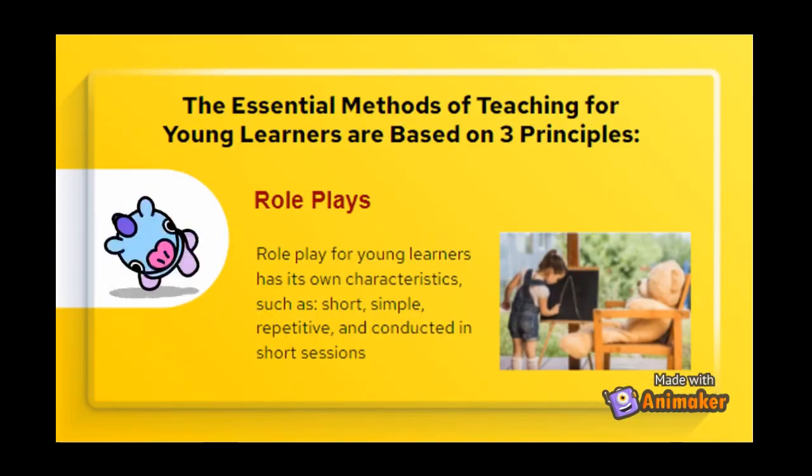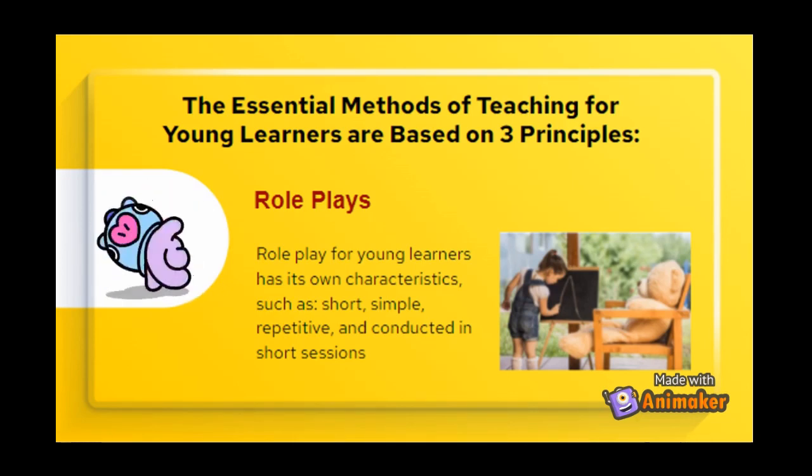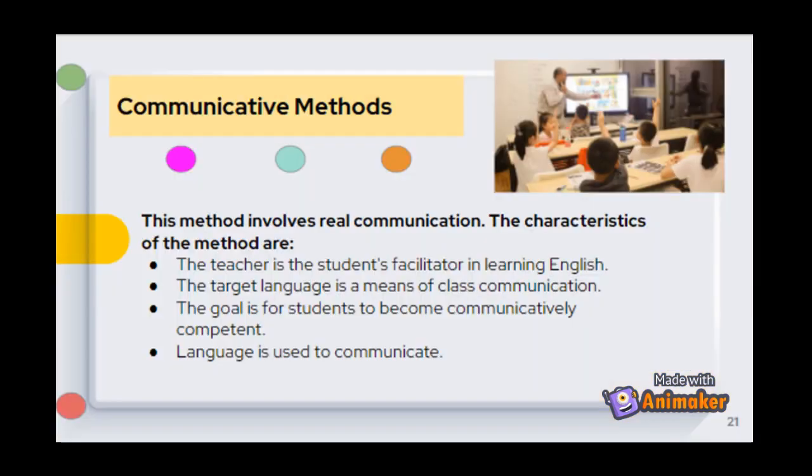The essential methods of teaching for young learners are based on three principles. First, role plays, second, communicative methods, and third, total physical involvement. Role plays for young learners have their own characteristics, such as being short, simple, repetitive, and conducted in short sessions. Next, communicative methods. This method involves real communication.